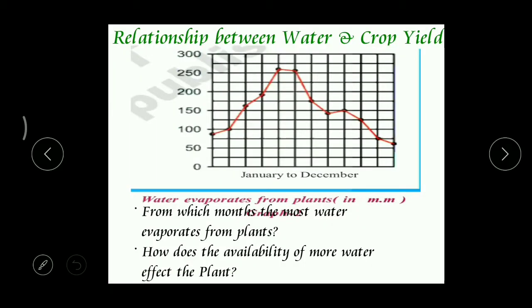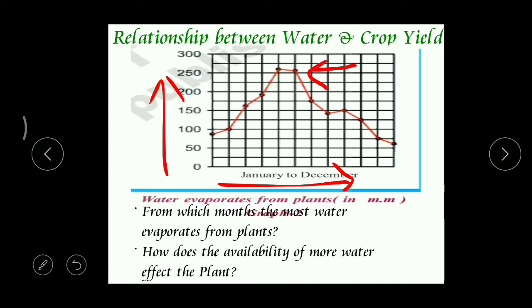If we carefully observe this graph, on the x-axis we can find months, from January to December, and on the y-axis we can find the amount of water that is evaporated, in millimeters. Where we can find more evaporation, at this point, the months are March and April. March and April mean the summer season, and in summer we find a very high temperature, and that's why automatically we find a higher rate of evaporation.